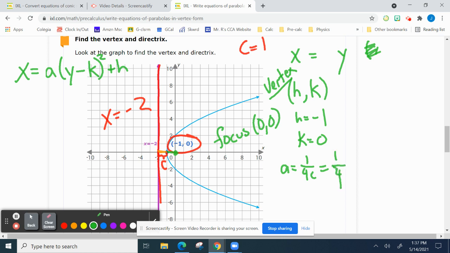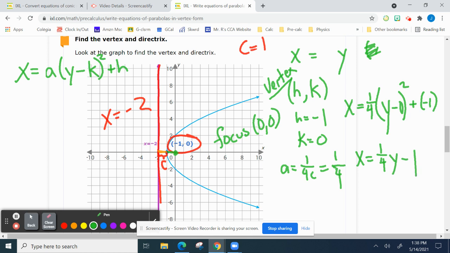So the answer to this one would be x equals 1/4 y minus, what's our k? 0. So we wouldn't even have to put that in. In fact, IXL might even count that wrong if you put it in. So y squared and then plus -1, which of course would end up being a -1. So the answer to this one would actually be x equals 1/4 y squared minus 1, which would give you that parabola.